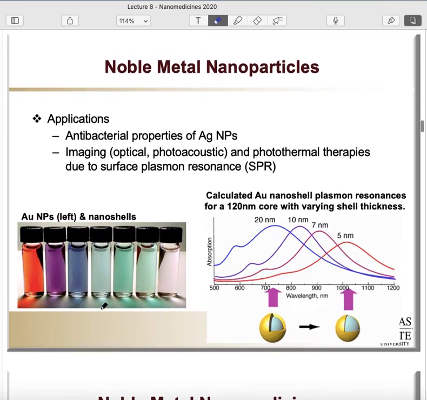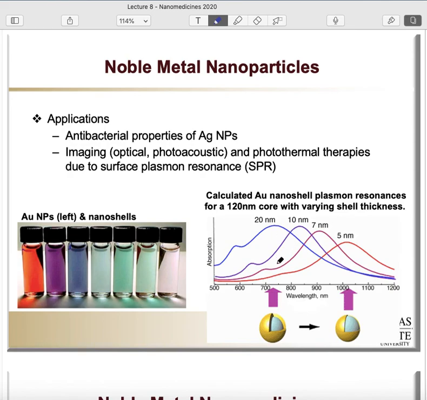All right, so noble metal nanoparticles have a number of applications. We already mentioned some of the imaging applications, but for the particular case of silver, silver particles have antibacterial properties. The way that works is that the silver ions that might be released from those particles, specifically silver 1 plus, can interfere with some enzymatic function of the cells and lead to death of those bacteria. In terms of the imaging properties, we already mentioned that these particles have surface plasmon resonance, and that can be utilized for photoacoustic imaging, for optical imaging as well, and for photothermal therapies.